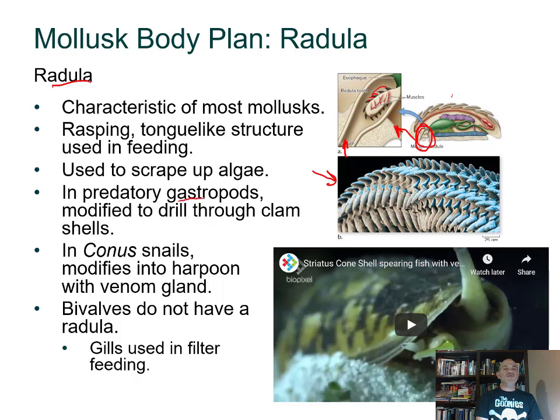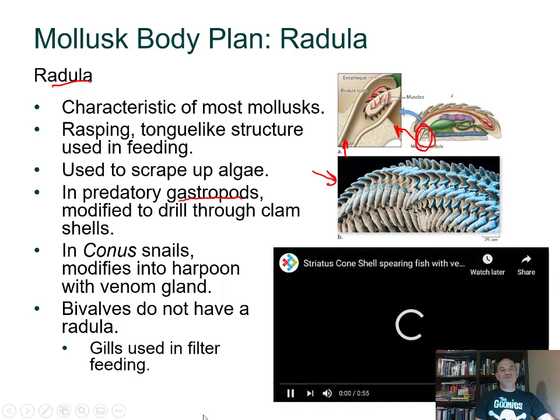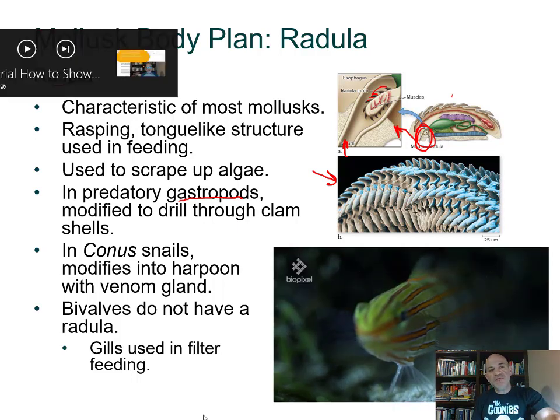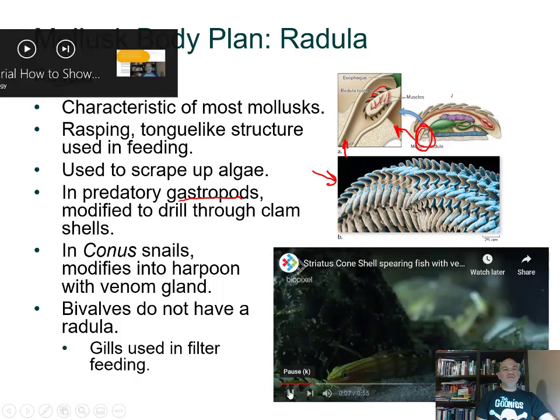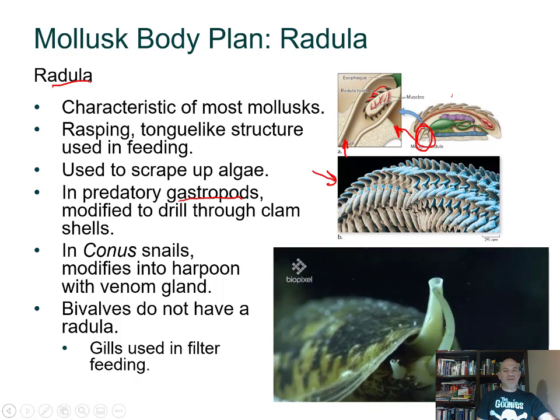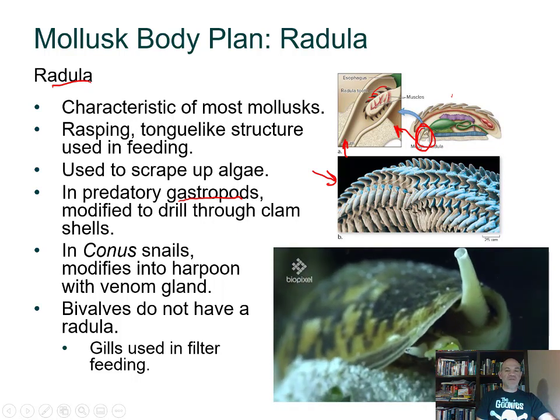Some gastropods, which are snails and slugs, some of them have modified their radula to drill into clamshells. So they drill in there, and then they eat the inside of the clam. And then there's a video here of a snail called conus or cone snails, and theirs is modified as a harpoon. And this little video segment shows one of those snails harpooning a fish and then inhales that fish. So these are some pretty cool videos there that are online.